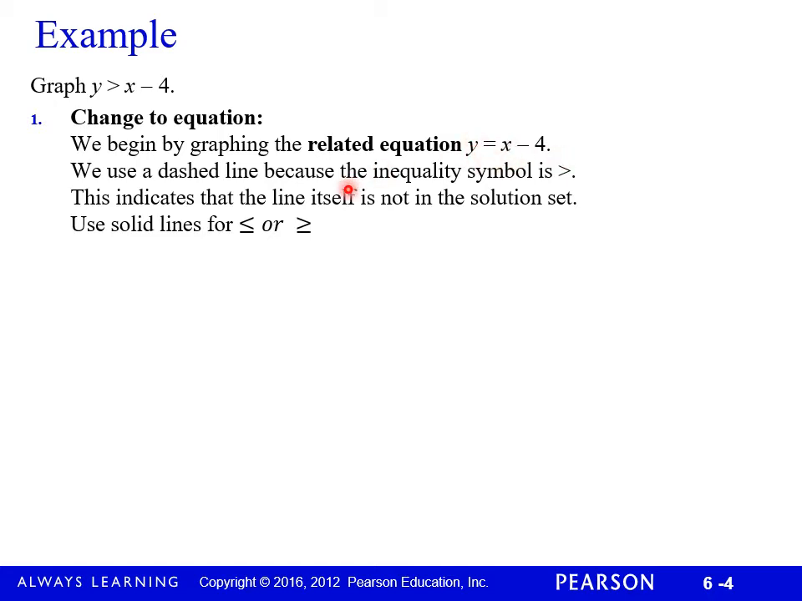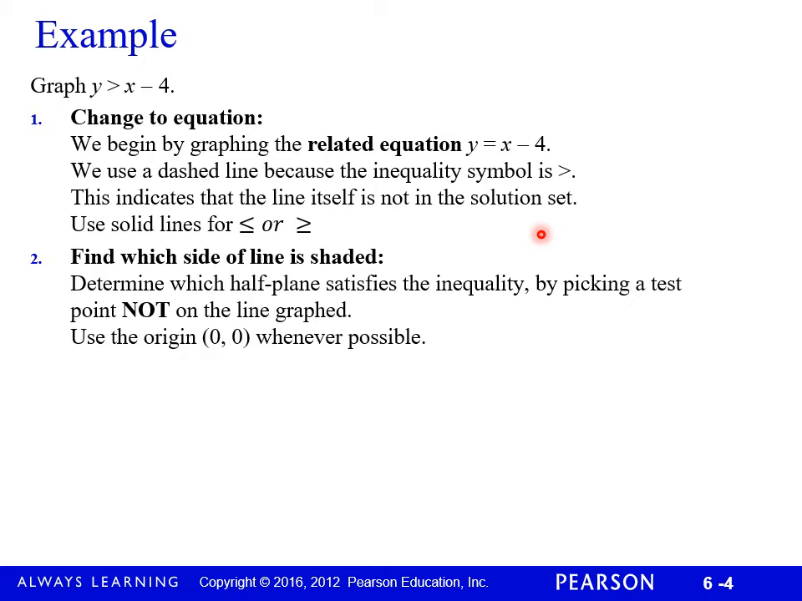We use a dashed line because the inequality symbol is greater than, okay, which means it does not include the equal, which is the line. So if it's greater than or less than, we use a dashed line, okay? We use solid lines if it is less than or equal to or greater than or equal to. So when the inequality also has a line under it, we use a solid line. Otherwise, we use a dashed line.